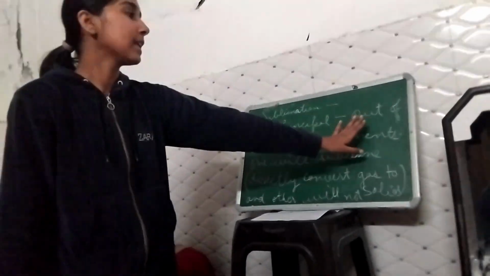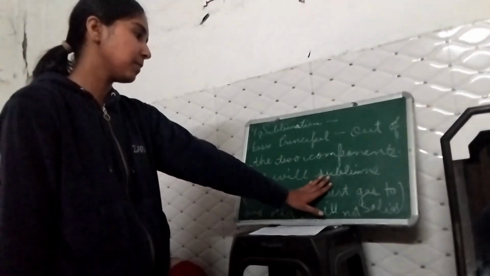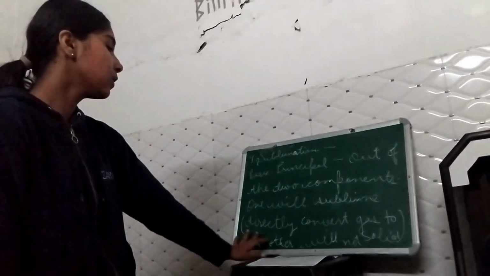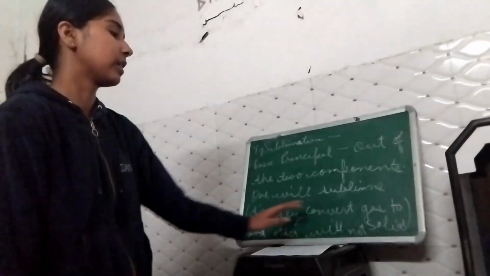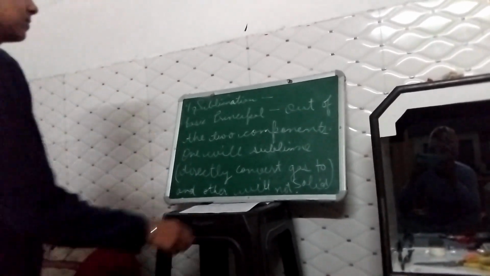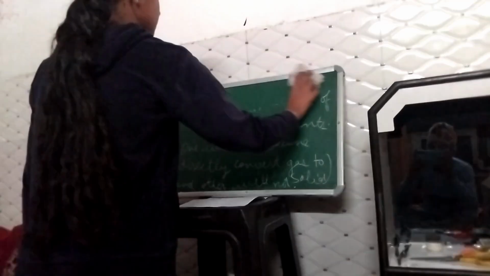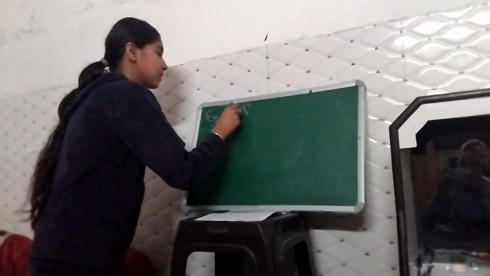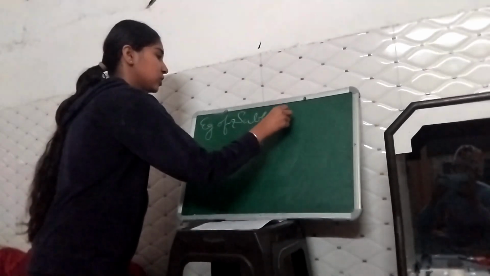So the basic principle of sublimation is that out of two components, one sublimes. Sublime means directly convert gas to solid, and the other one will not. So this is the basic principle of sublimation. Now we will do an example of sublimation.